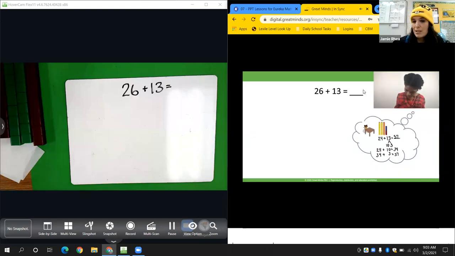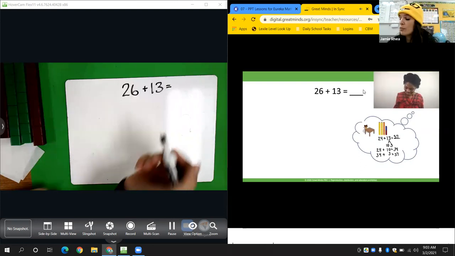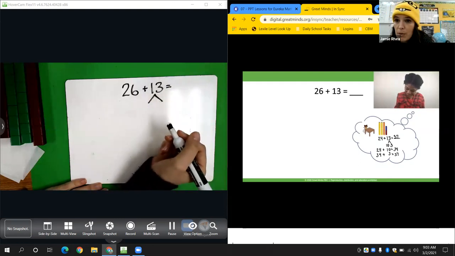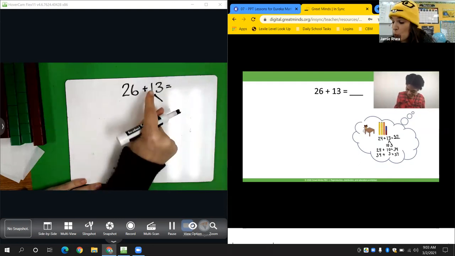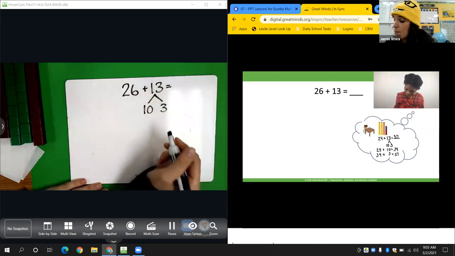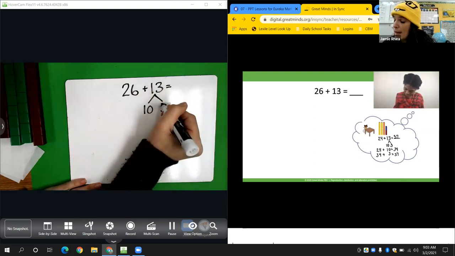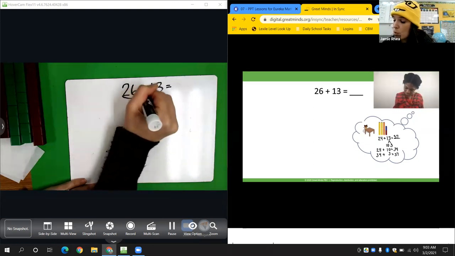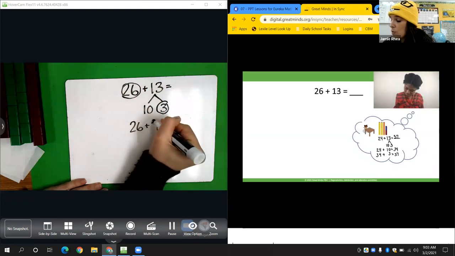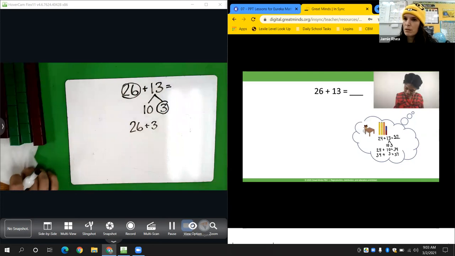Okay, so let's look at this. We're going to do the number bonds, okay? We're going to take 10. You can use Lincoln cubes as extra support if you need to. All right, so we're going to take 13 and we're going to break it down. We're going to break it apart into 10 because there's one 10 and three ones, okay? Then I'm going to add my 3 and 26. So 26 plus 3. Oh, I messed up.